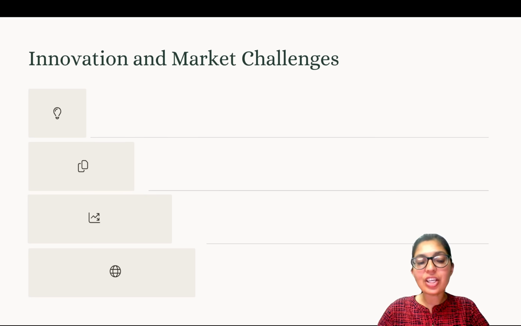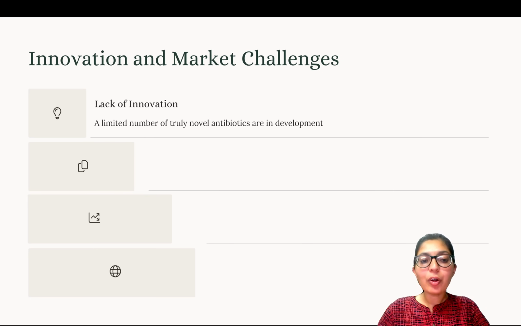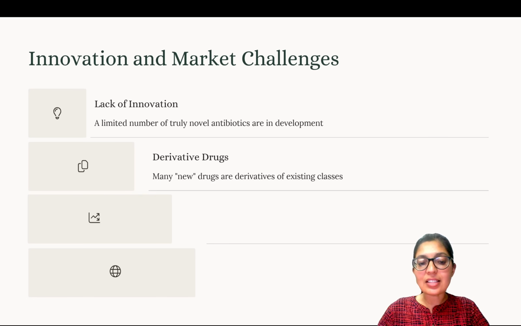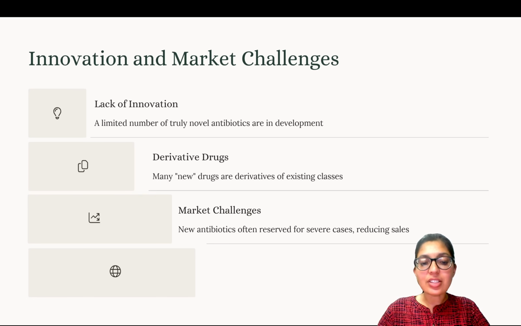Innovation and market challenges. Lack of innovation. A limited number of truly novel antibiotics are in development. Derivative drugs. Many new drugs are derivatives of existing classes. Market challenges. New antibiotics often reserved for severe cases, reducing sales. And access issues also there, ensuring affordable access in low income countries. These were the innovation and market challenges.